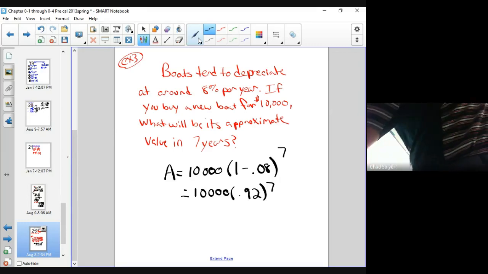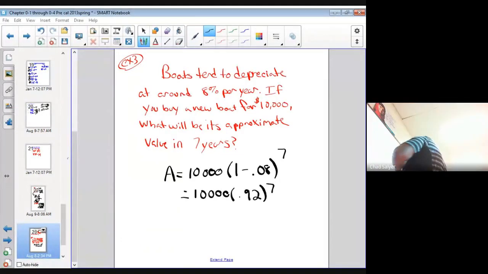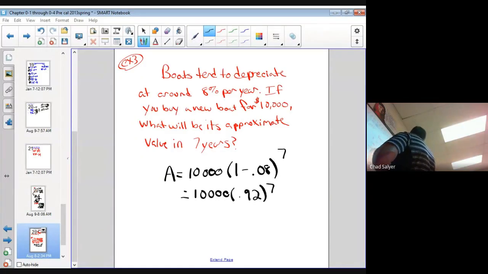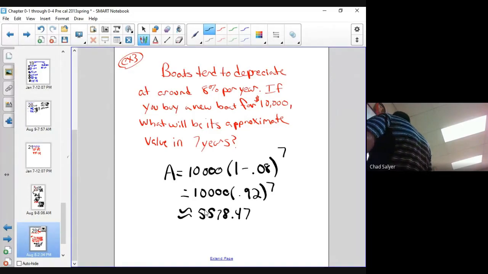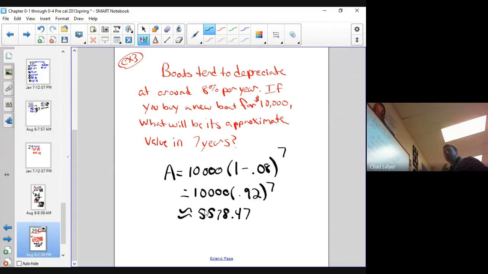I'm going to use my calculator here just to save some time. So typing in the calculator, 10,000 times 0.92 to the 7th power. And I get 5578.46. And it's 47 if I round to the nearest cent, which we'll go ahead and do. And I'll use the approximately equal to symbol to indicate that we have rounded or approximated the answer. So it's going to lose almost half its value in that 7 years.